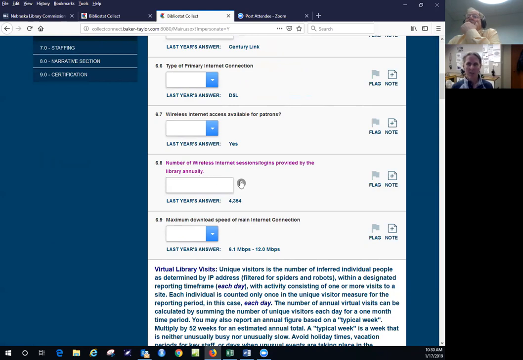And the federal definition, you can't see it, but if we click on this little question mark here, it pulls up the federal definition and then some instructions, along with an example that we've provided. But this is basically the federal definition here. It says to report the number of wireless internet sessions provided by the library annually. It doesn't give us any guidance as to what a session actually is, what a login actually is, or any of these things.